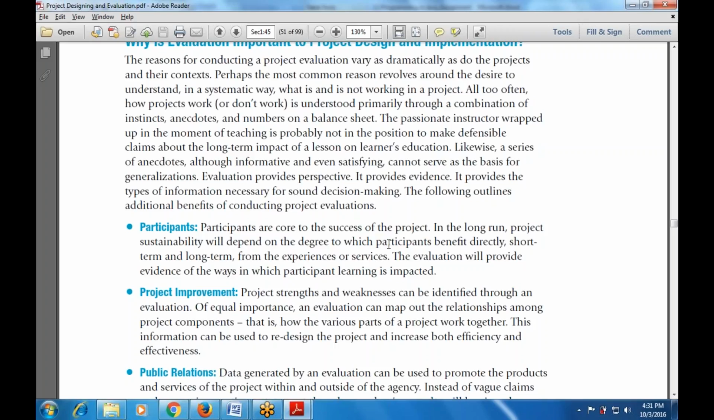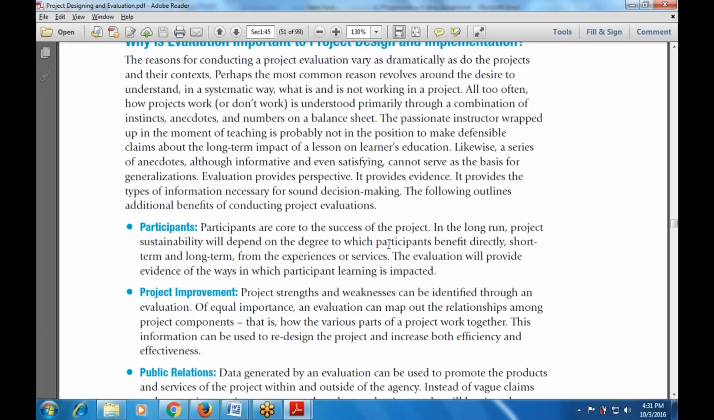And of equal importance, the evaluation can also map out the relationship among the project components. That is, what are the various components of the project, how are they developed, and what is the main benefit of the project improvement. That is how the various parts work together. And this information can be used to redesign the project and also increase both efficiency and effectiveness.